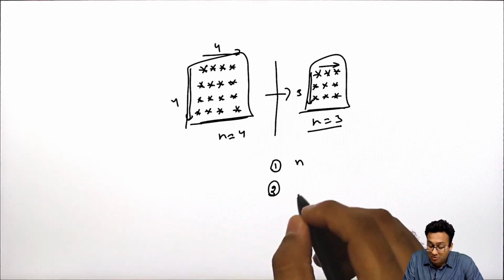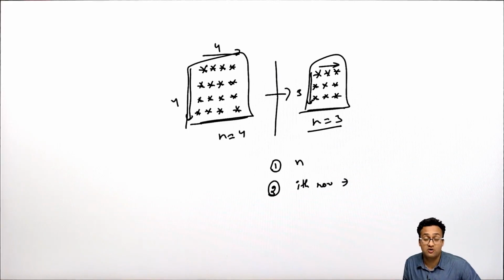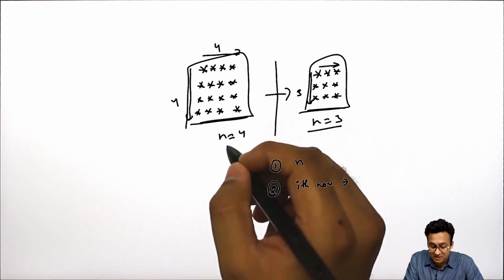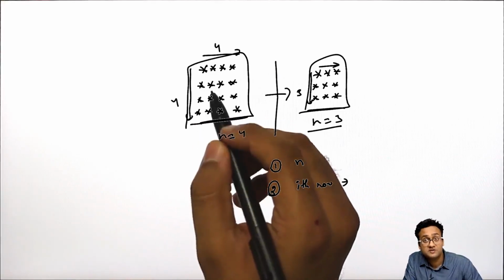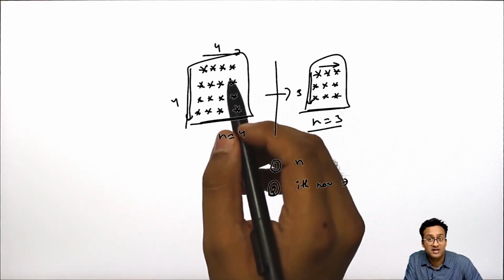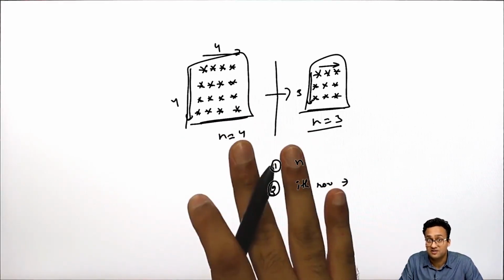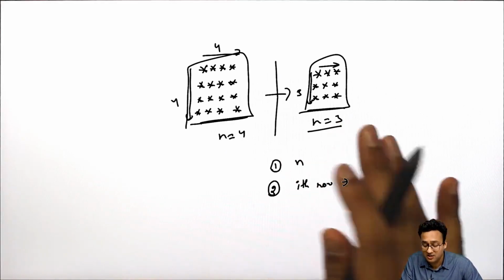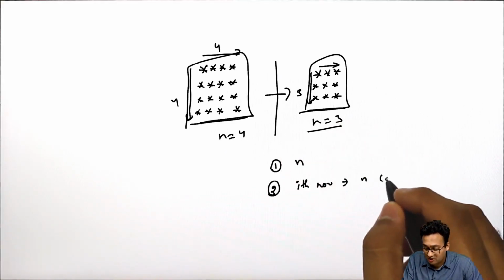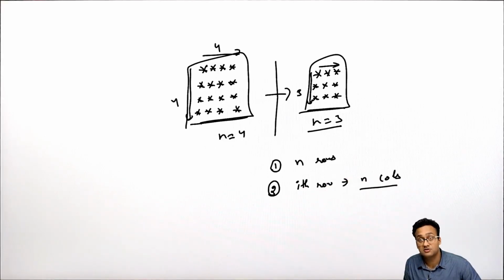Second question, how many columns in the ith row? In a generic ith row, how many columns are there? For example, if n is 4, each row, irrespective of the value of i, irrespective of the row number, has n columns. Each row has 4 columns if n is 4. Each row has 3 columns if n is 3. So the ith row has n columns. So n rows and each row has n columns.